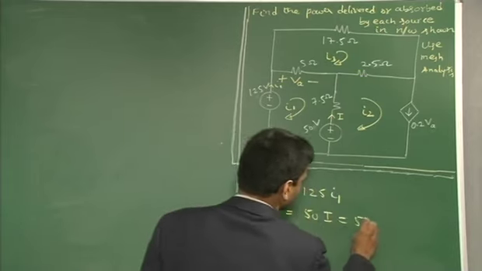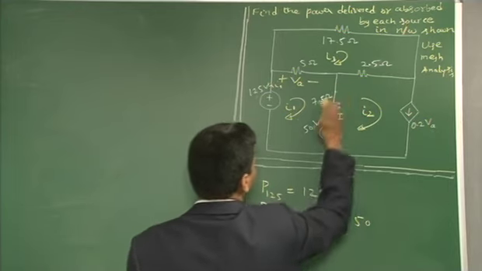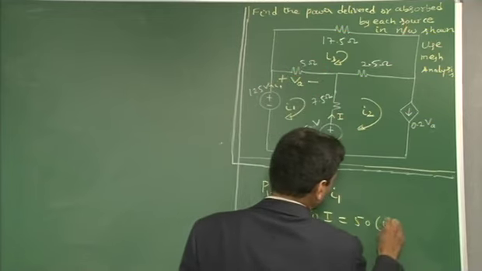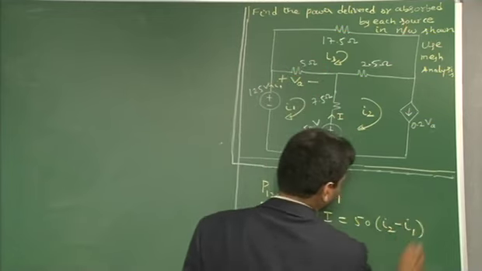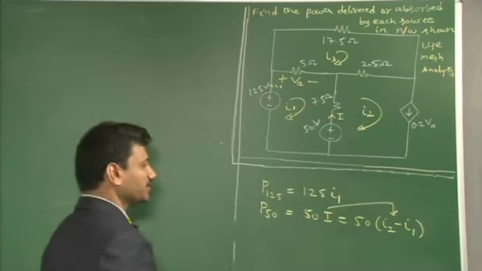Which I can write as what? I is the resultant current which flows in this direction, and I2 is in alignment with I, and I1 is opposite. So you can write that as I2 minus I1. I has been written as I2 minus I1.